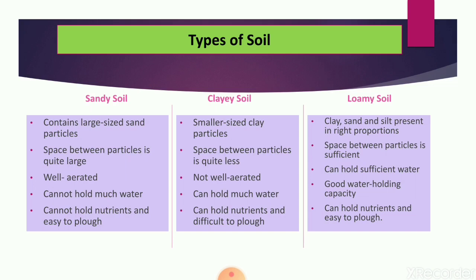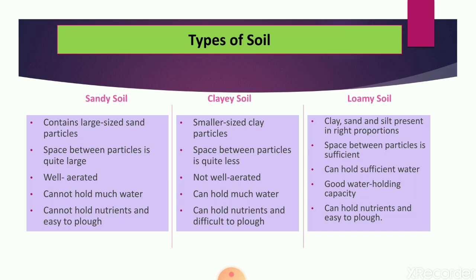Next one is clay soil. Clay soil consists of smaller sized clay particles, meaning their particle size is very small because mostly clay particles are present. Their texture is very fine. If clay particles are wet, clay soil becomes very sticky. And tilling means cultivation of the land in order to raise crops. This process is very difficult for clay soil.